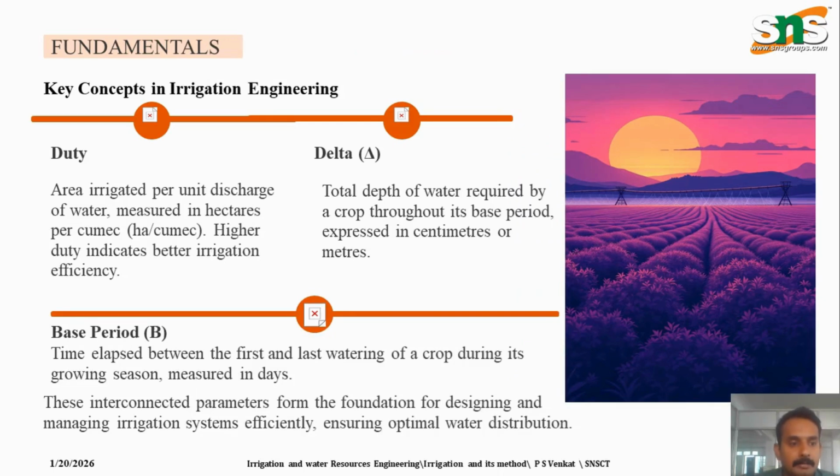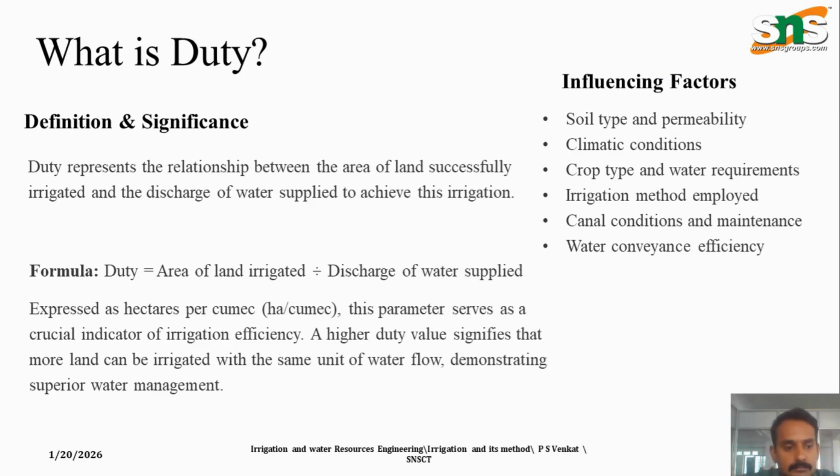Now let us clearly define the fundamental terms. Duty is the land area irrigated per unit discharge of water, delta is the total depth of water required by the crop during the entire growth period, and the base period is the time between the first and last irrigation of the crop. These terms are interrelated and cannot be studied separately. The factors affecting duty of the crop are soil type and permeability, crop water requirement, climatic condition, irrigation method used, canal condition and maintenance.